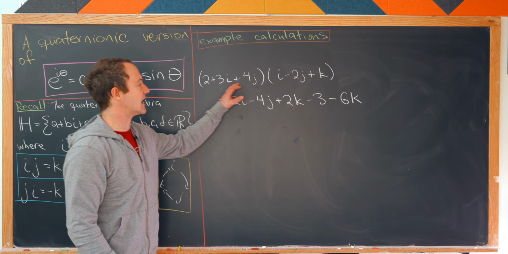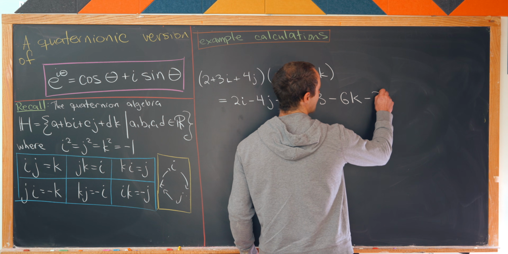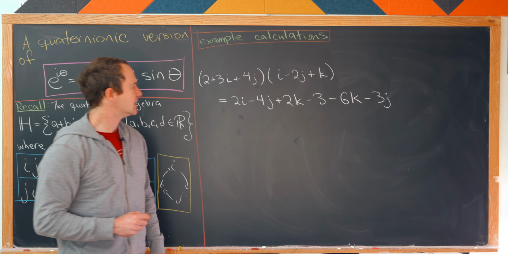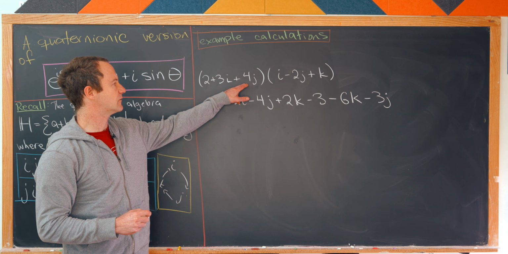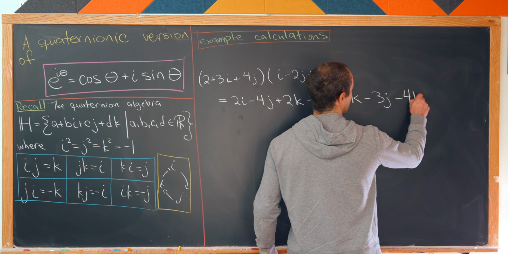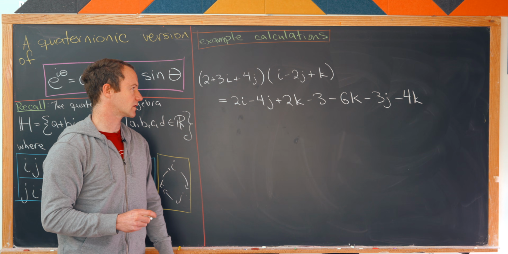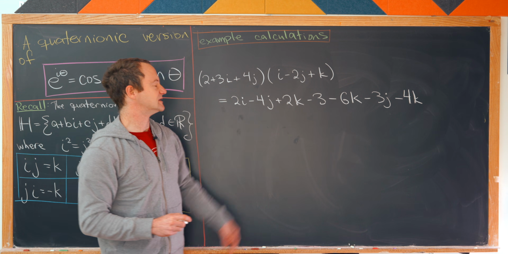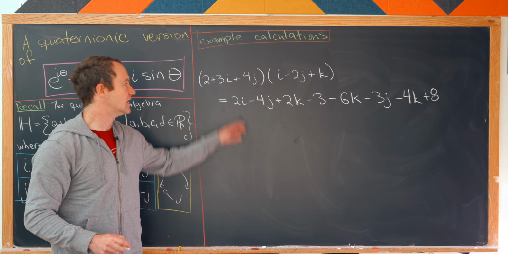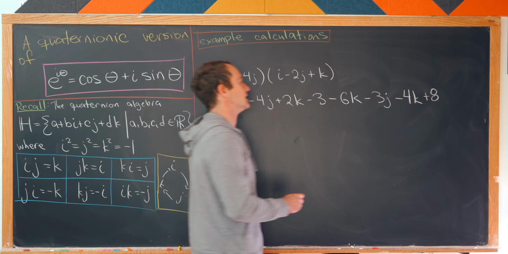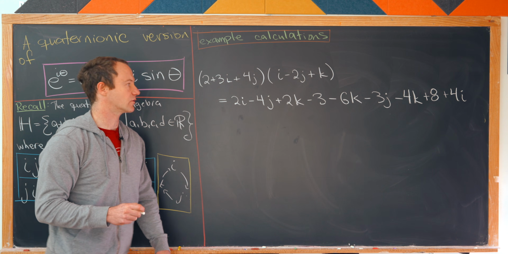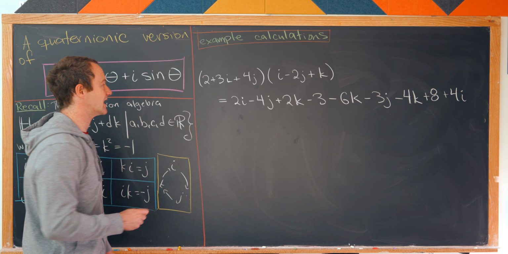Okay, so now 3i times k will be -3j, based off this rule right here. Now we're into the 4j part, so 4j times i will be -4k, because we're multiplying in the opposite order. 4j times -2j will be +8 because j squared is -1, and then 4j times k will be plus 4 times i. Okay, great. So now we just need to combine like terms.